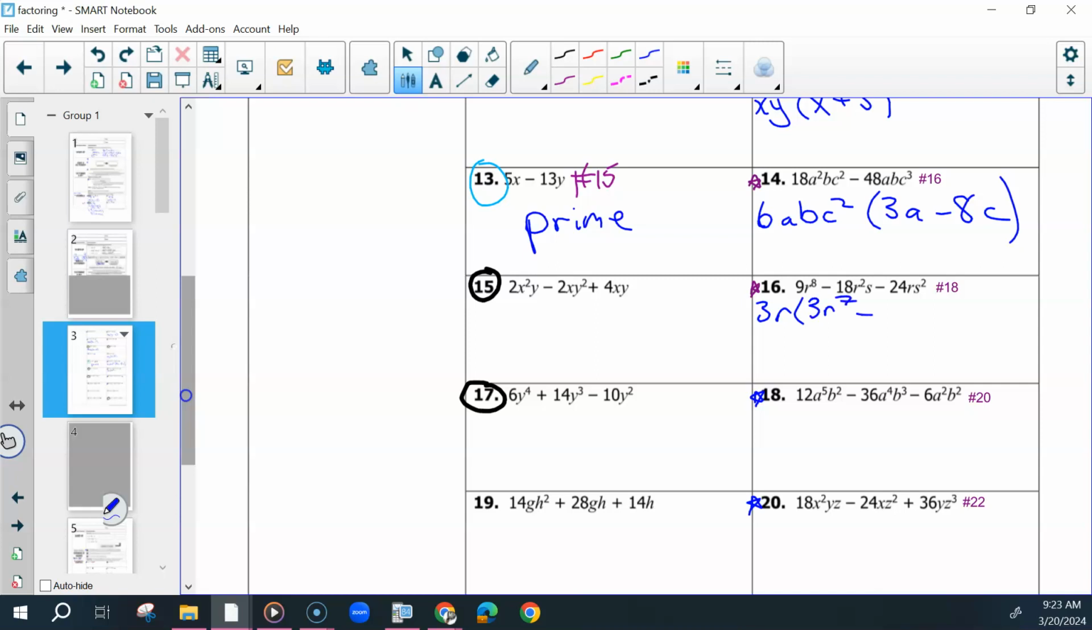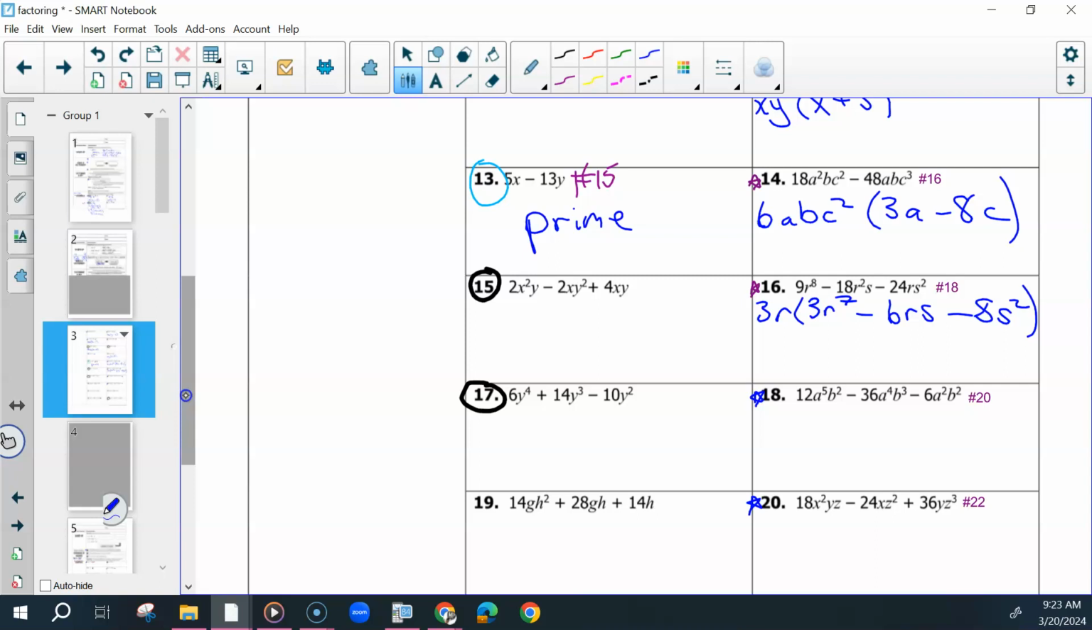r to the power of 7 minus 6rs minus 8s squared. So this looks like we should do more with it, but if we really look at it, only 2 of these things can be divided by 3. Only 2 of these things can be divided by 2. Only 2 of them have r's, and only 2 of them have s's. So this is prime. There's nothing we could divide out of each piece. So that is our final answer.